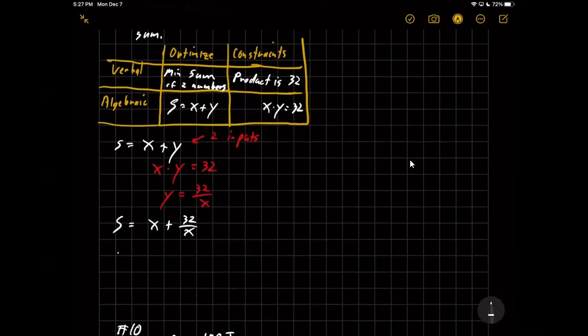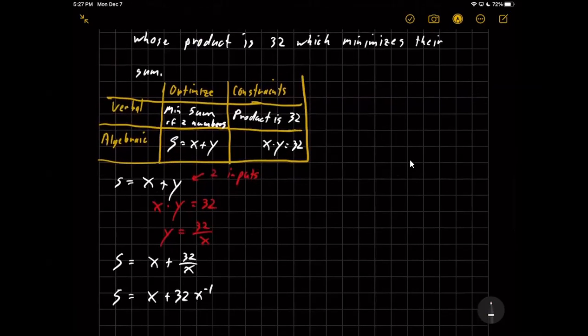Now for taking the derivative, you might find it useful to call that X plus 32 X to the negative 1. Right. So let's come on up here and we'll do what dS dX is. dS dX is going to be 1 minus 32 X to the negative 2. All right. So just using the power rule.